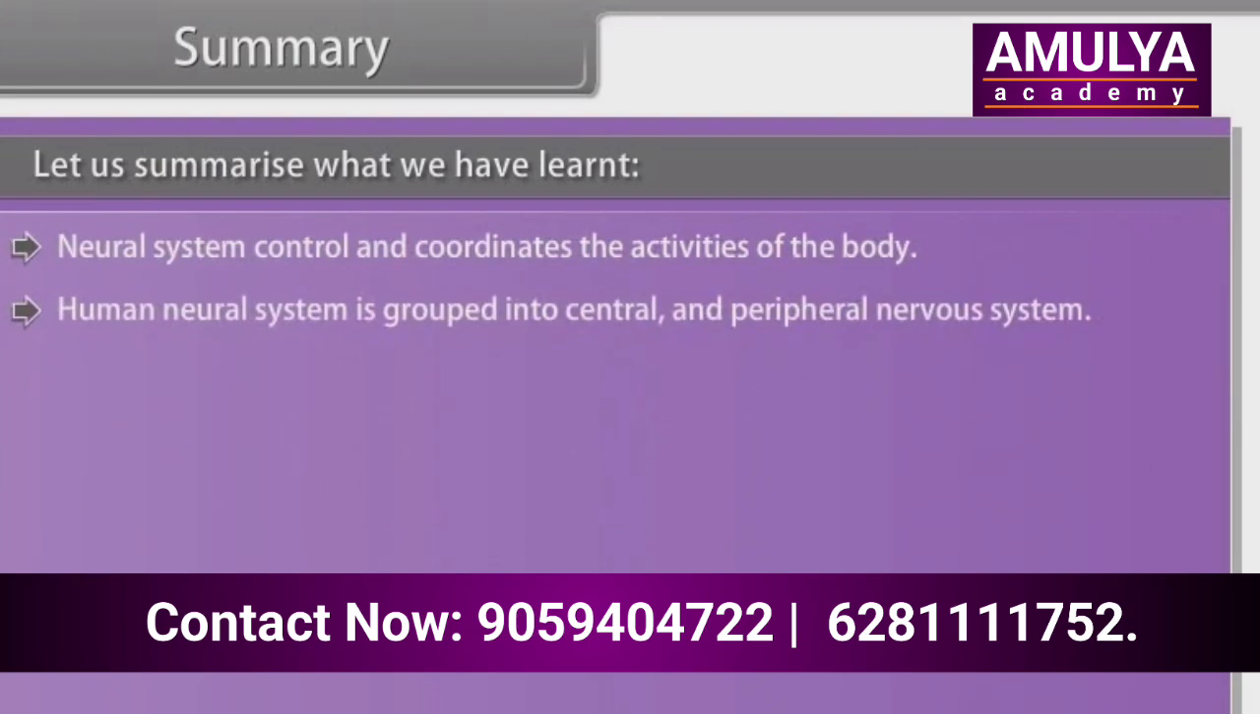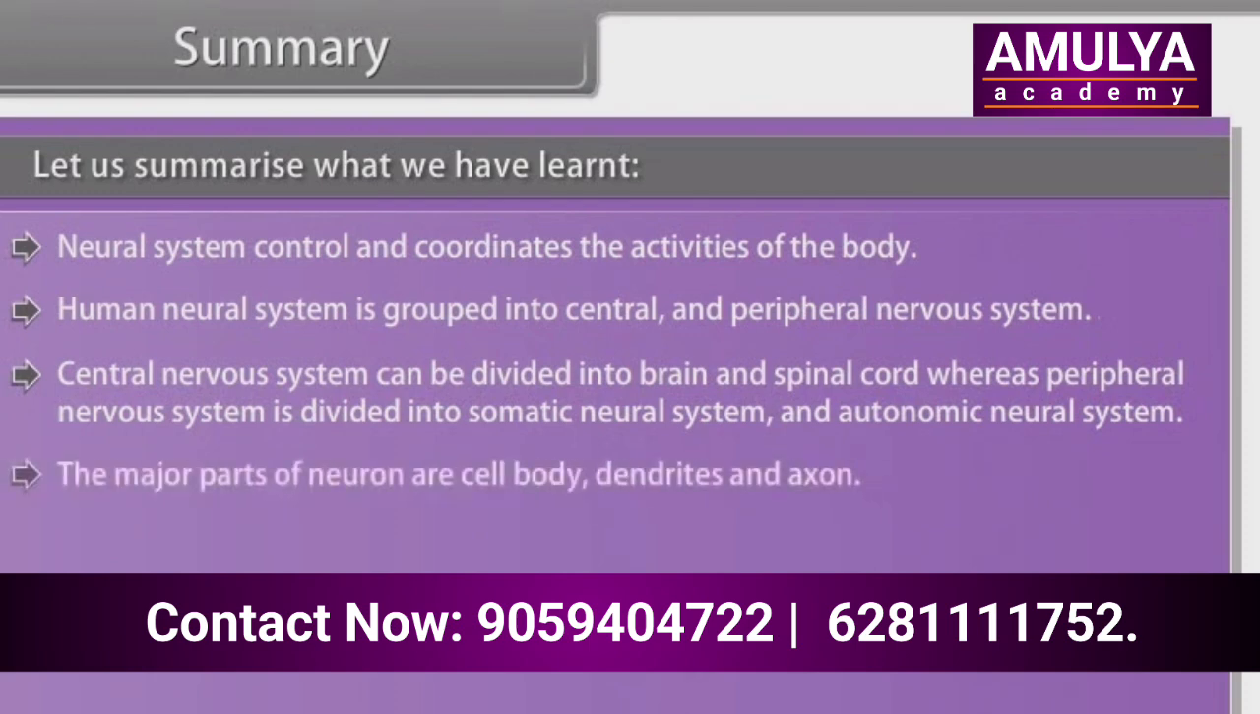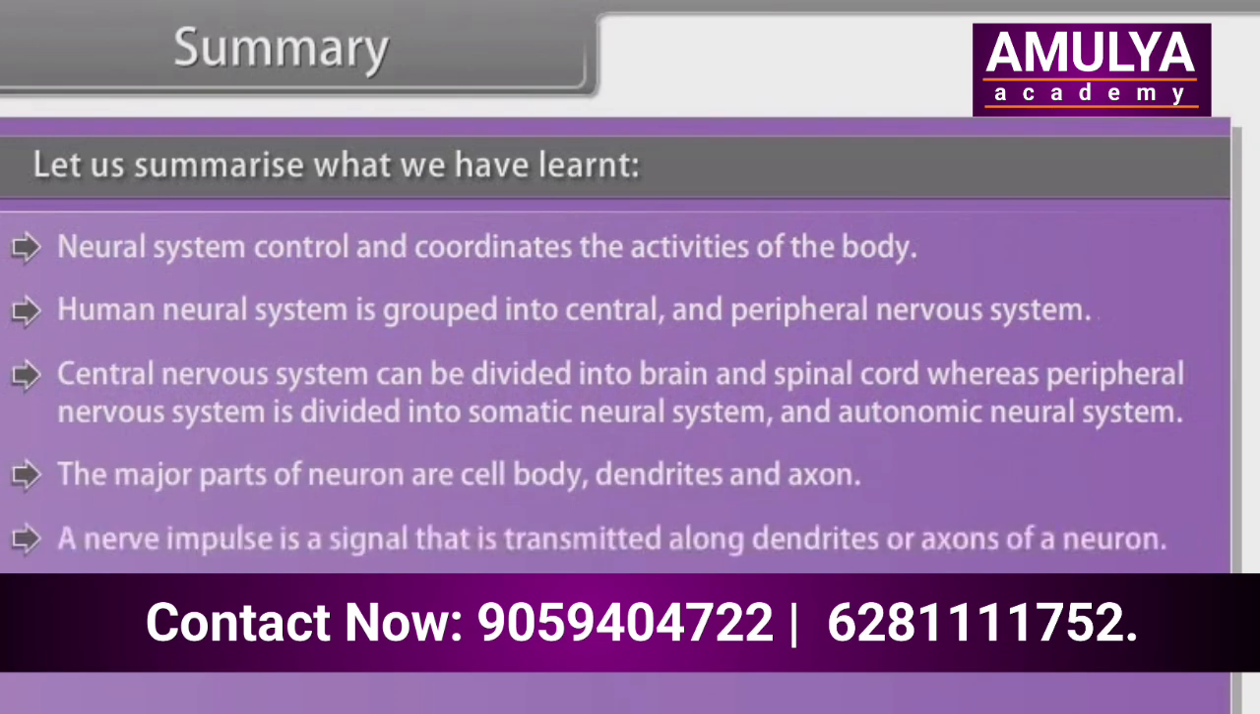The central nervous system can be divided into the brain and spinal cord, whereas the peripheral nervous system is divided into the somatic neural system and autonomic neural system. The major parts of a neuron are the cell body, dendrites and axon. A nerve impulse is a signal that is transmitted along the dendrites or axons of a neuron. For transmission of signals between two neurons, an electrical impulse must be transferred over a synapse.